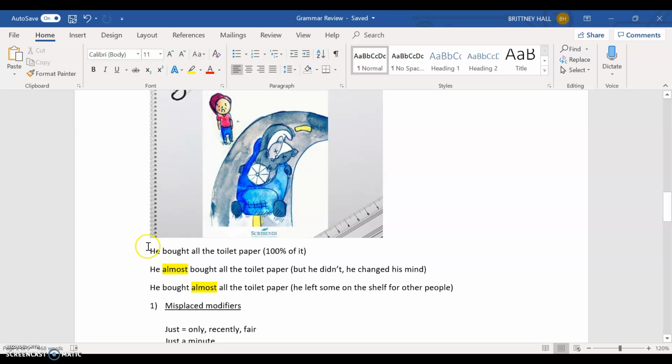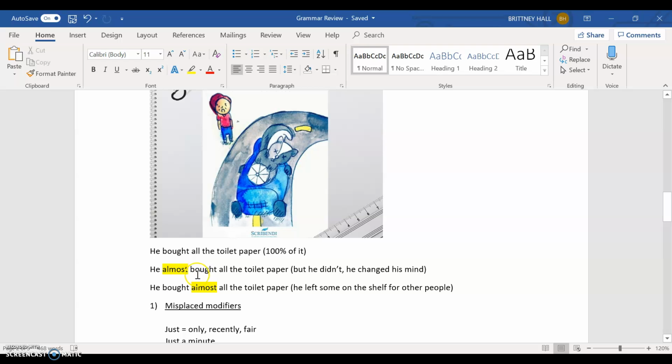of the sentence. If you say he bought all the toilet paper, it means he bought 100% of the toilet paper. He almost bought all the toilet paper. When you put almost before your verb, it means that he didn't. He changed his mind. He almost bought all the toilet paper, but then he decided that would be silly. He bought almost all the toilet paper. It means he did buy some, but he didn't buy 100% of it. He left some on the shelf for other people.